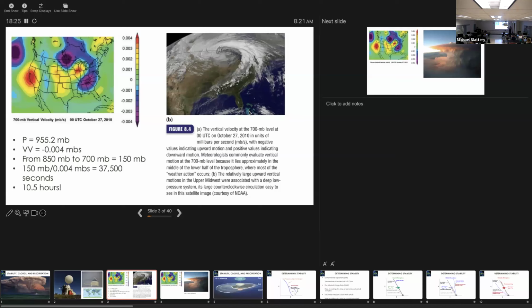What that means is that between 1.5 kilometers, the base of the cloud, to 3 kilometers, that air is rising, and it would take about 10.5 hours for it to rise just that 1.5 kilometers. Does that make sense? Doesn't sound like very much. 10.5 hours, half a day, for the air to go 1.5 kilometers.